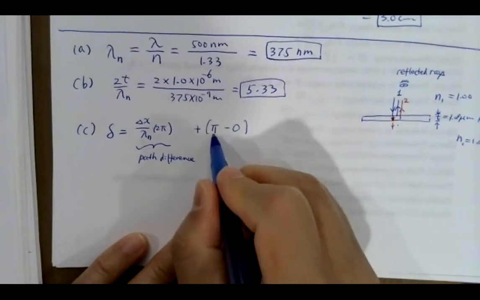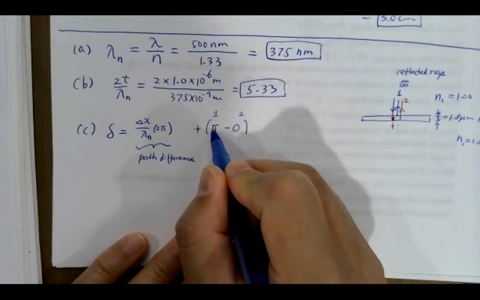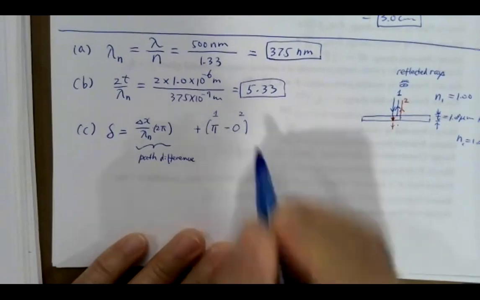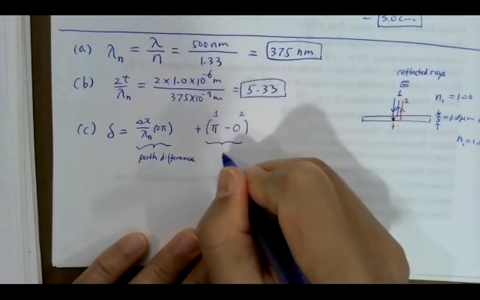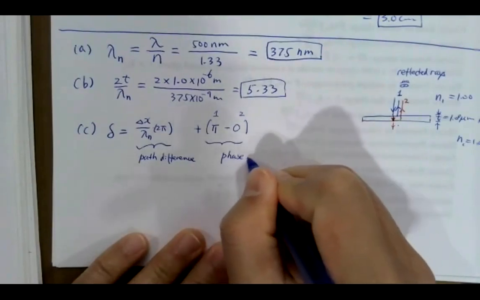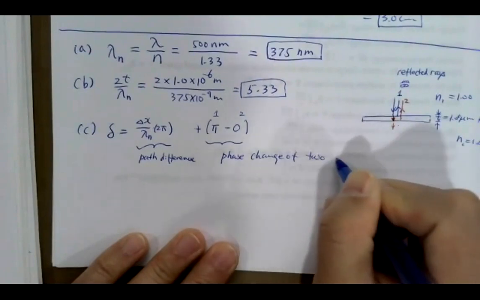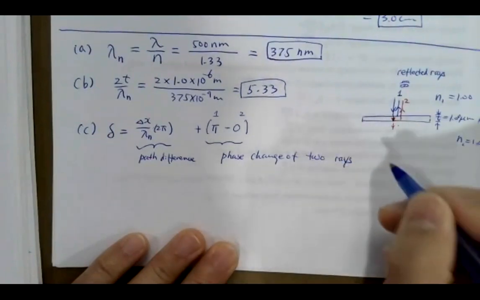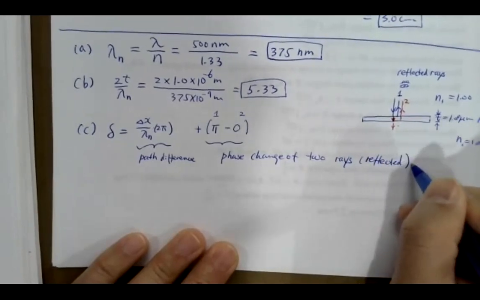So if there's a phase change on ray 1, this is ray 1, this is ray 2. On ray 1 there's pi, on ray 2 there's 0. So the difference will be a pi. Okay, so this is from the phase change of the two reflected rays.